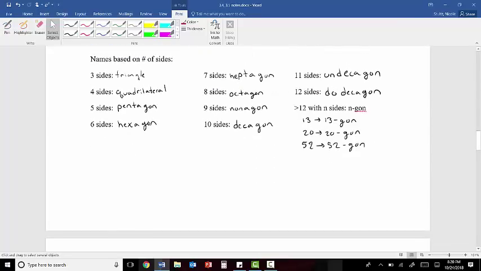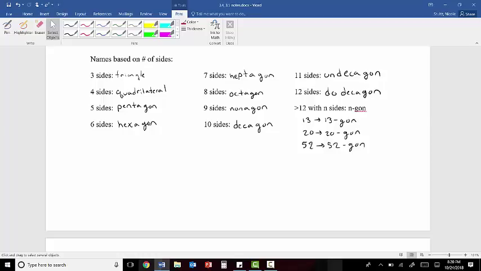And then hopefully this is review. You guys can pause the video. These are the names of our shapes, all the way from 3 sides. So 3 sides is the smallest. That's a triangle, obviously. And then you're responsible for knowing names up until 12 sides. So you have to know dodecagon. That's the highest one you have to know.